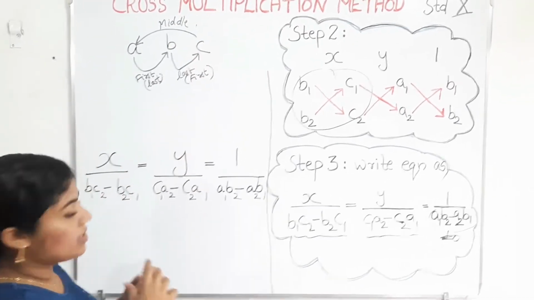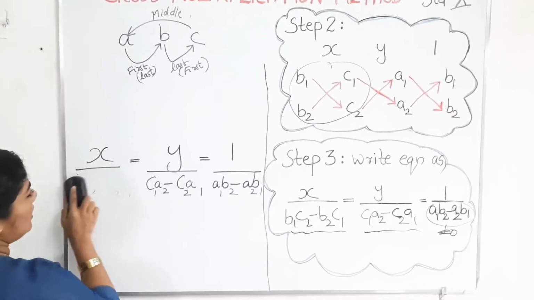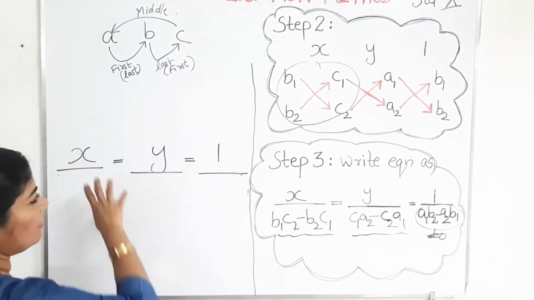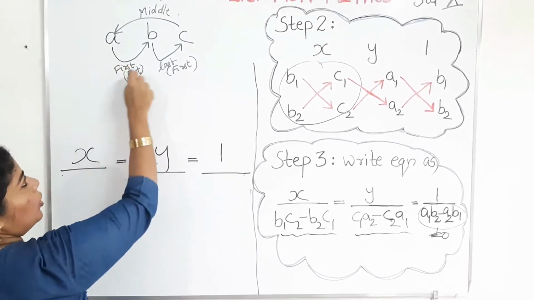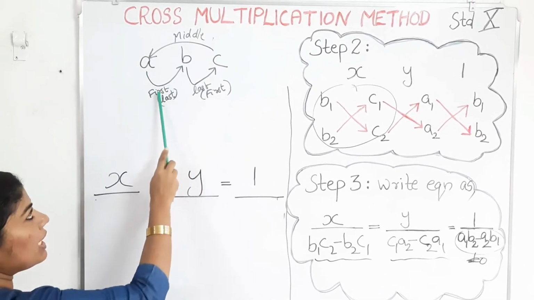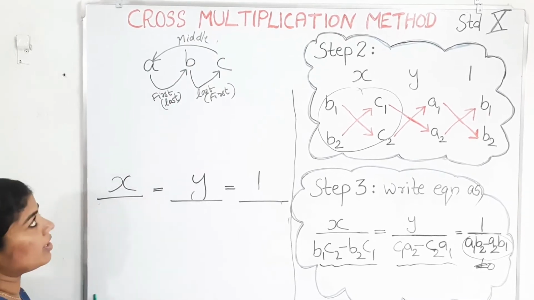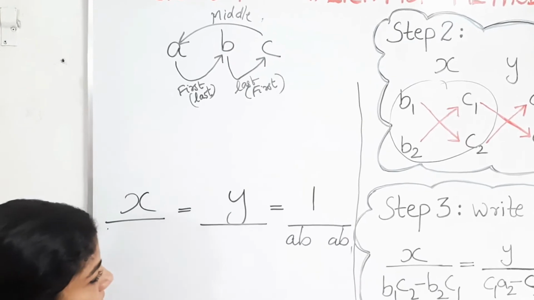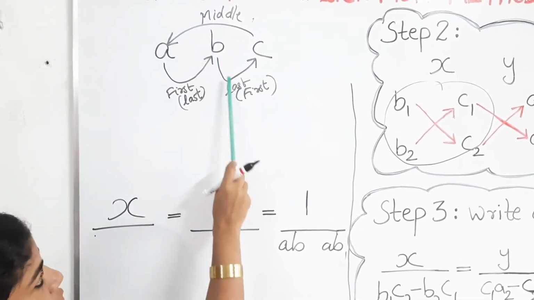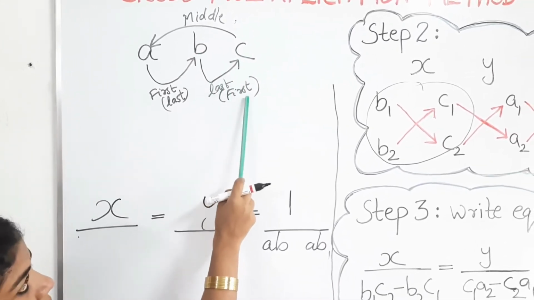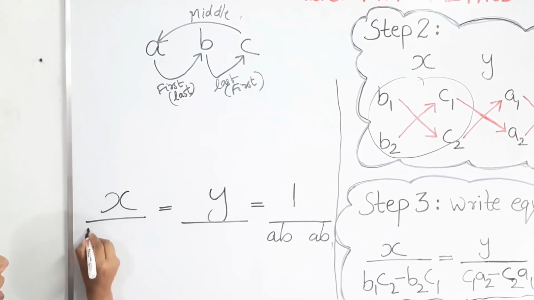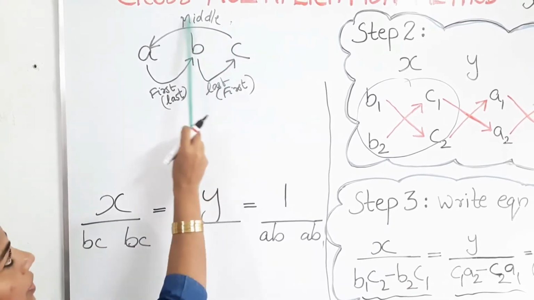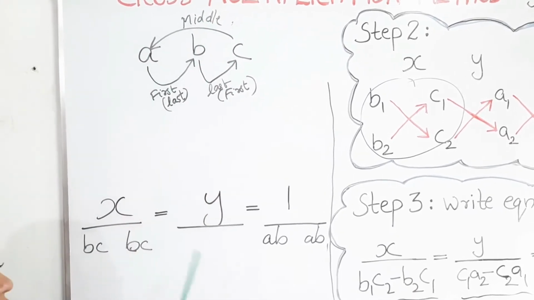So let's write one more time. x, y, 1, this we will write. So A to B pointer is our first pointer, which we are going to write as the last one: AB. Then our last one, BC, we are writing as the first one. So write BC here. Then C to A, that is the middle one, which we write in the middle itself.